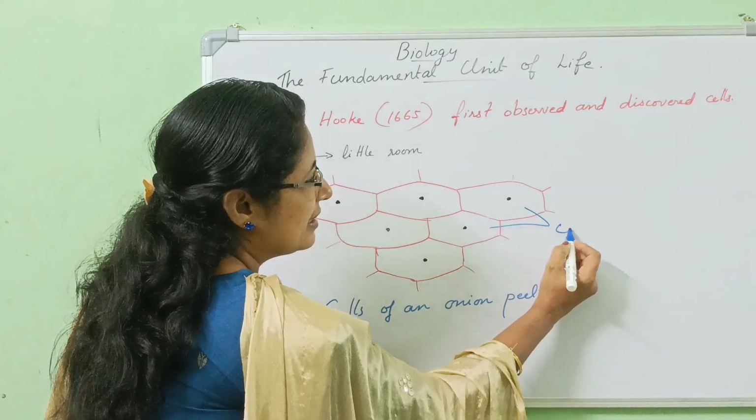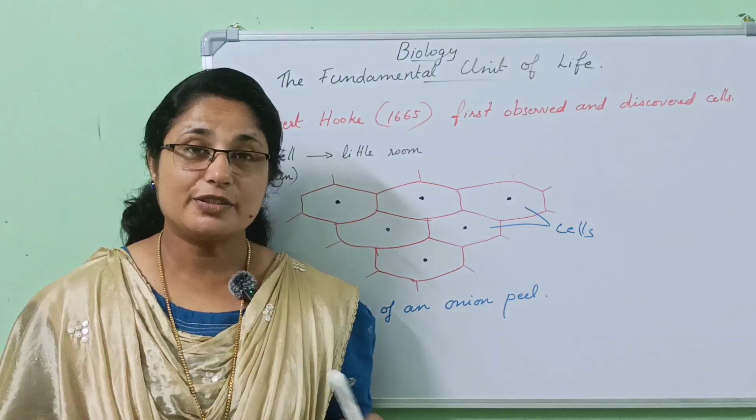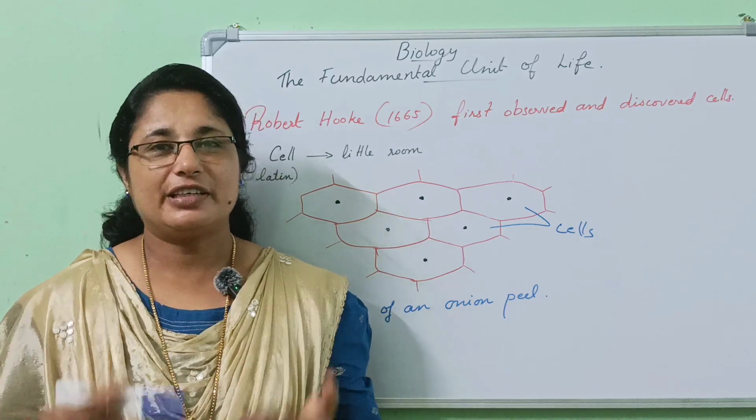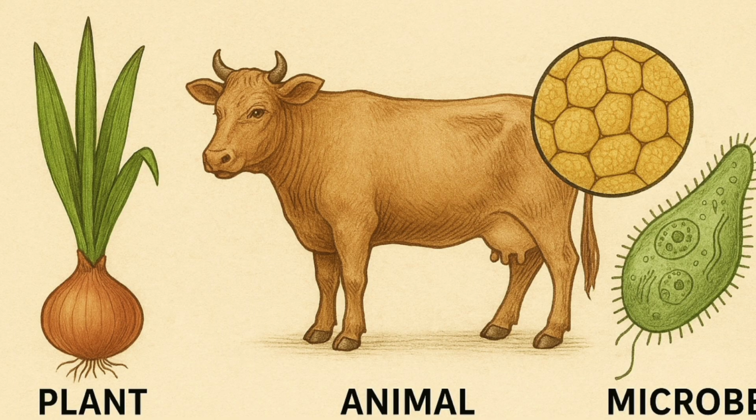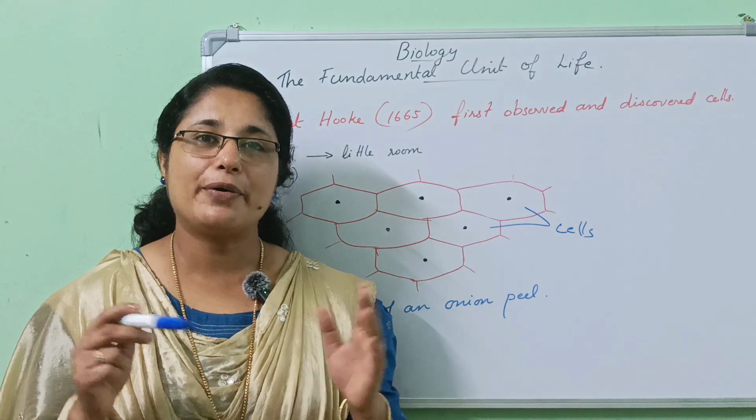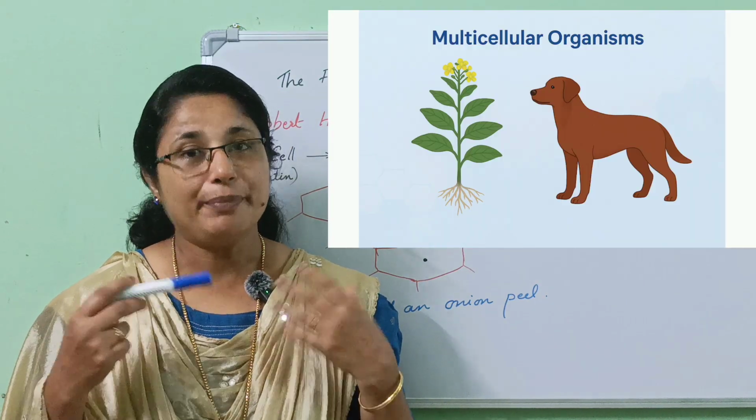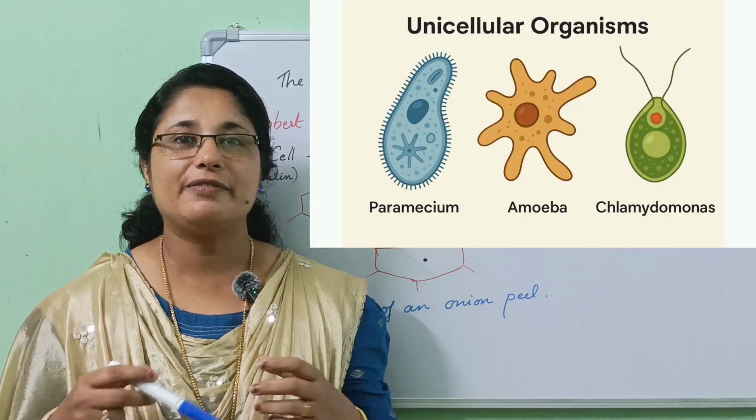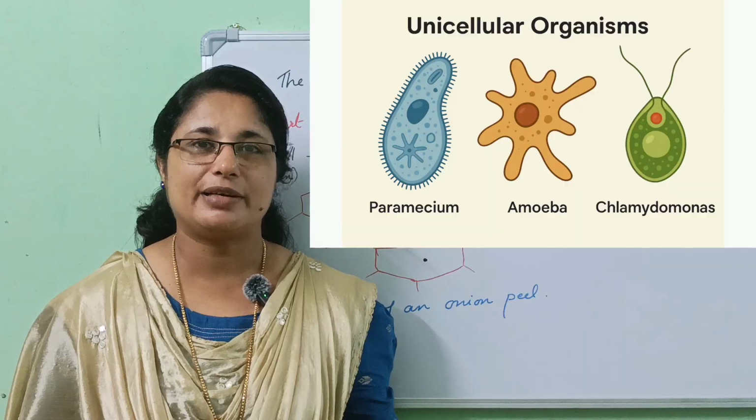These are the cells. It is not just onions. Every living organism around us, whether it is a plant, an animal, or even a tiny microbe, is made up of what? Made up of cells. That is, cells are the building blocks of all life, or the cell is the basic unit of life. Some organisms are made up of many cells, like plants and animals, while some live as just a single cell, for example certain microbes.